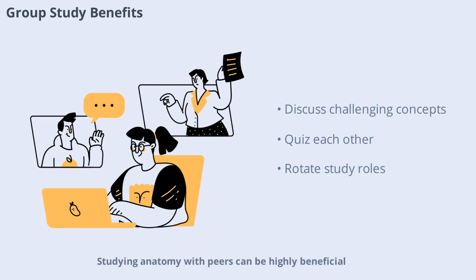Studying anatomy with peers can be highly beneficial. Group study sessions allow you to discuss challenging concepts, quiz each other, and fill in knowledge gaps. Explaining topics to others reinforces your own understanding, while hearing different perspectives can clarify confusing material. Set clear goals for each session and rotate roles such as quizmaster or note-taker to keep everyone engaged and accountable.